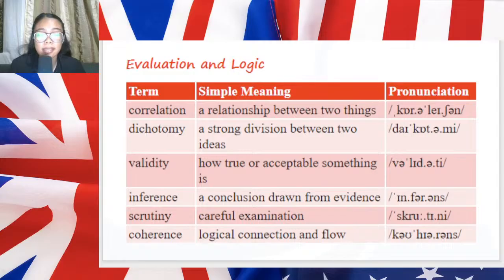All in all, this is dichotomy. Third is validity. This is how true or acceptable something is. That's the simple meaning of it. Validity means that something is logical, reasonable, or backed by good evidence. So in writing, it refers to how well an argument or conclusion holds up under scrutiny.